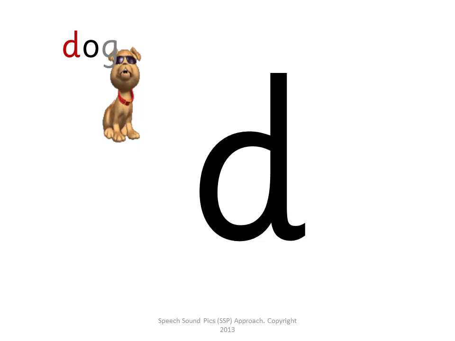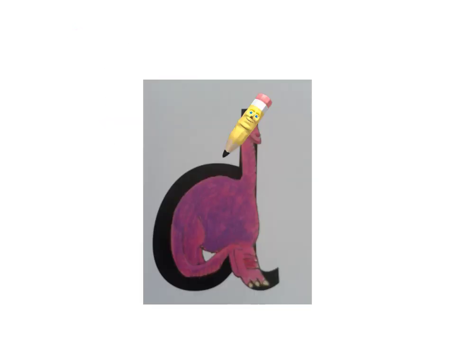D, d-og, dog. Round his bottom, up his tall neck and down to his feet.